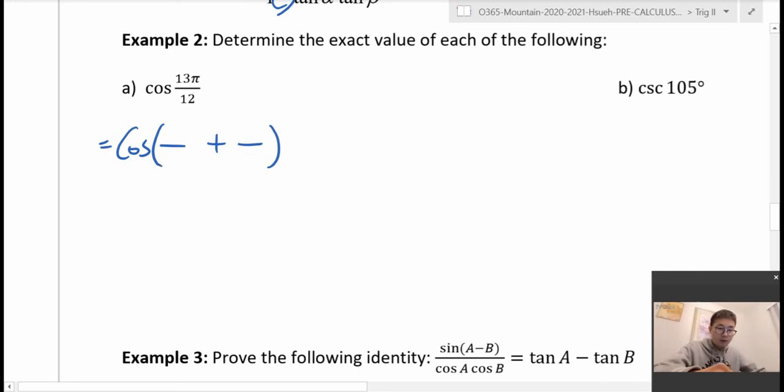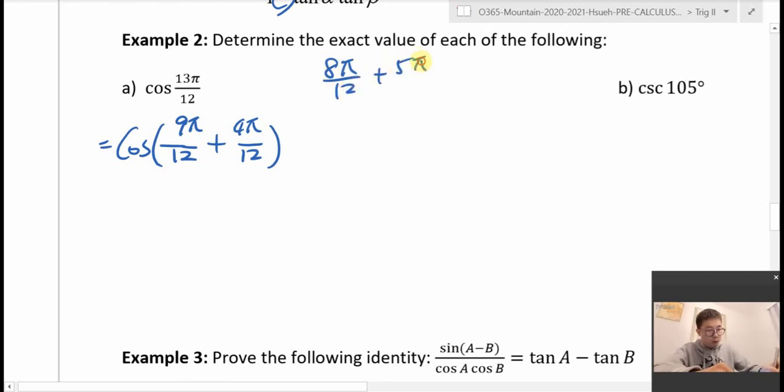Now I notice 13 pi over 12, we can do this as, what can we do? We can do 9 and 4. 9 pi over 12 and 4 pi over 12. Okay, notice you cannot do this one here. You cannot do 8 pi over 12 and 5 pi over 12, because 5 pi over 12 is not a special angle.